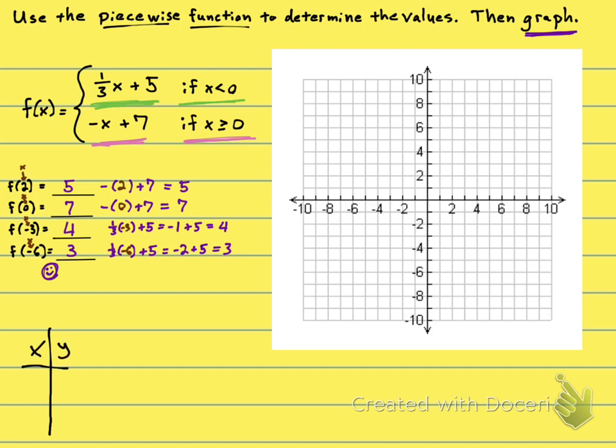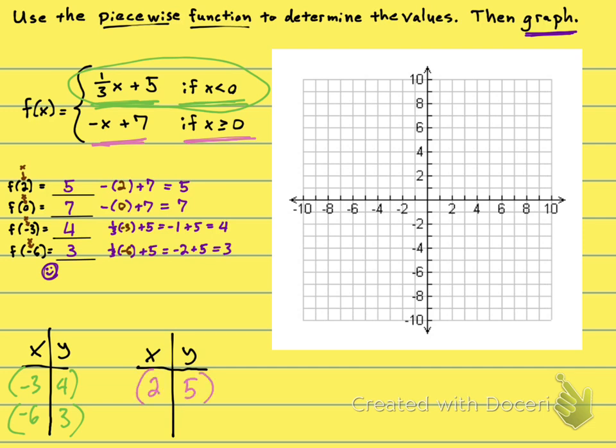When x is less than 0, that is when x is -3 or -6. I found 2 points, so -3, 4, that is 1 point, and -6, 3, that is another point. And then for when the graph is the pink part, I found, let's see, my x was 2, and my y is 5, and then my x is 0, and my y is 7.